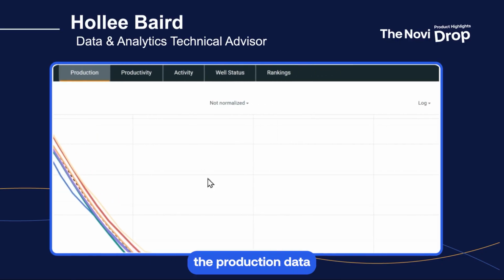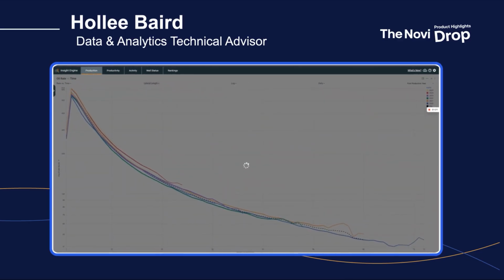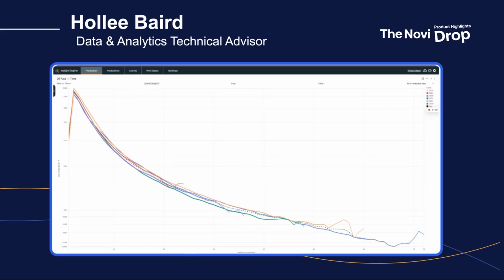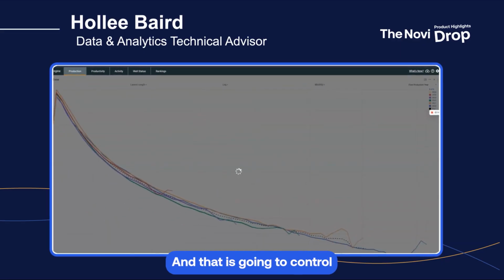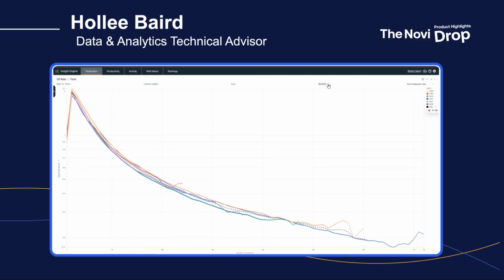Next, you can normalize the production data by lateral length, which is helpful when comparing wells of different sizes. Normalization can be displayed per foot, per 1,000 feet, or per 10,000 feet. You can also adjust how the data is displayed by toggling between log scale and linear scale. And you can control the time resolutions by displaying daily or monthly productions. And that is going to control what's going on in your x-axis.